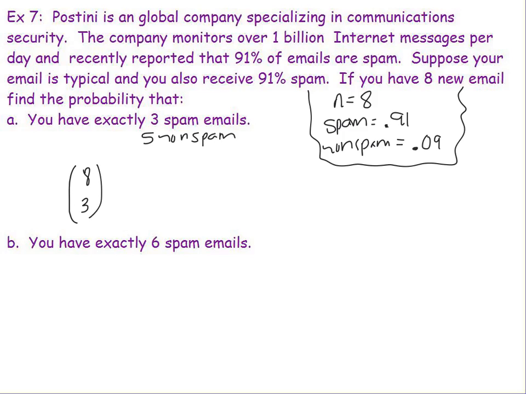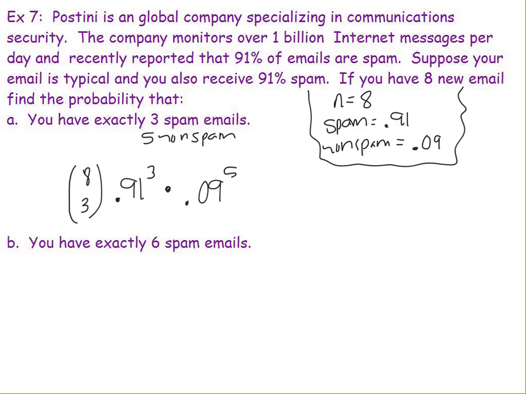Then we look at our percentages. Well, the probability of spam is 0.91, and there's 3 of those, so we're going to raise it to the 3rd power, times non-spam is 0.09, and there's 5 of those, so we're going to raise that to the 5th power.